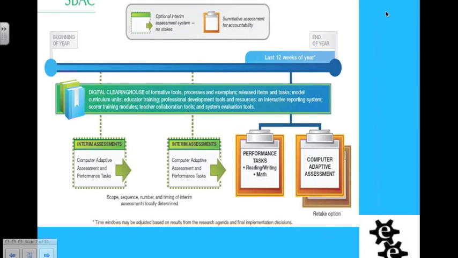The summative assessment will be taken on the computer, and it will be what they call an adaptive assessment. The questions themselves will adapt to the responses that students give, so hopefully to glean better data and more information about the students' true abilities. That will be for both ELA and mathematics.